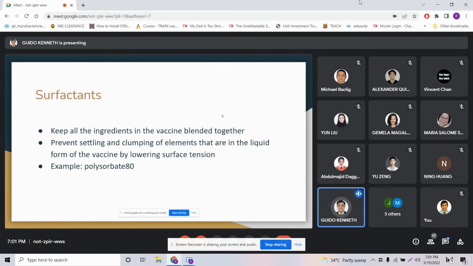Surfactants keep all the ingredients in the vaccine blended together, and by doing so, this prevents settling and clumping of elements that are in the liquid form of the vaccine. The action of surfactant is that it lowers the surface tension of the liquid. An example of a surfactant is polysorbate 80.